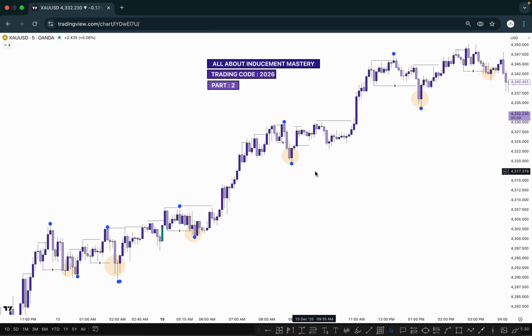Now I'm going to show you exactly how we can identify the inducement in a bearish market and what the process is. The process is simple. As I told you for a bullish market, the same process applies in a bearish market. When the market is creating lower lows and breaks the recent high, we can consider it a valid inducement.